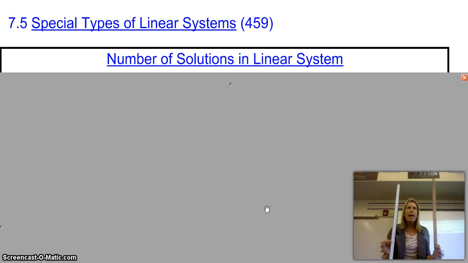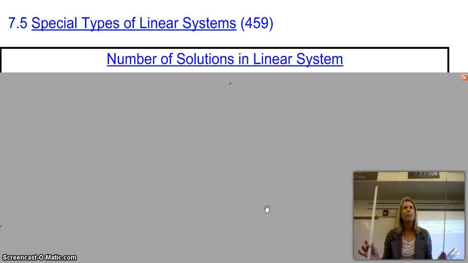So if I had the equations written down for these lines, they might intersect at a single point. Remember, that point will work in both equations. It will make both equations true, right? Okay, so we know what a solution is. You're all good at that. But now today we're looking at all the possible number of solutions.